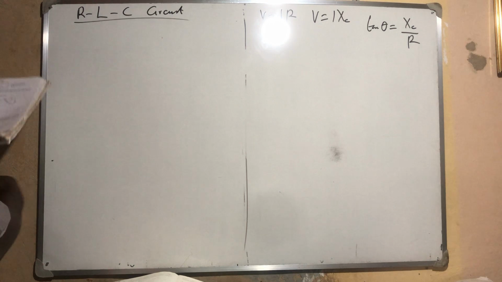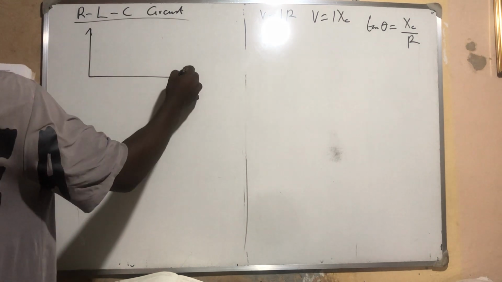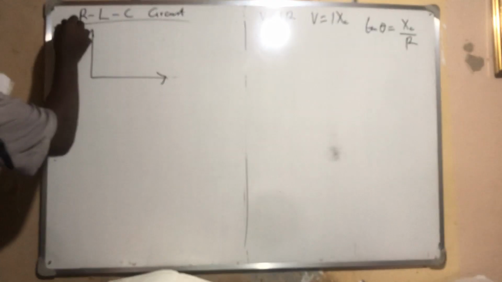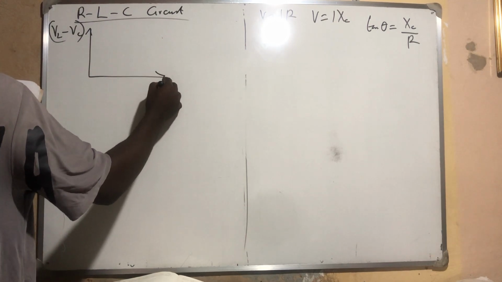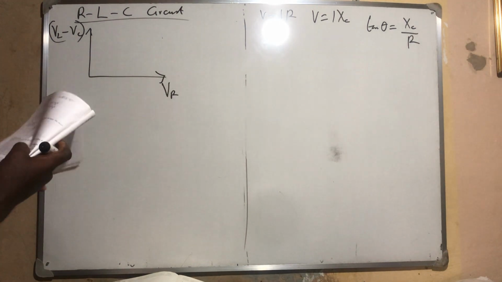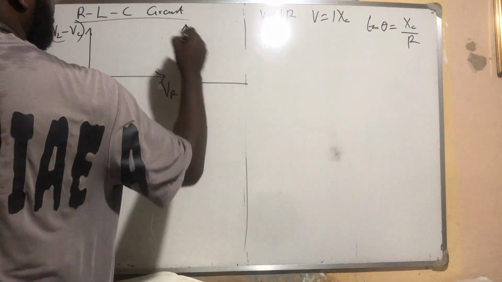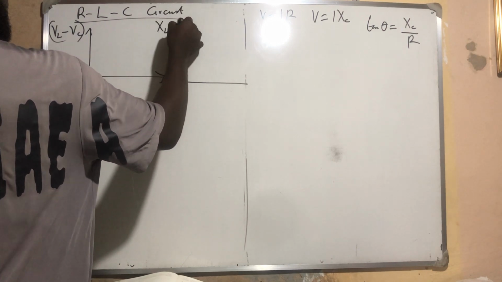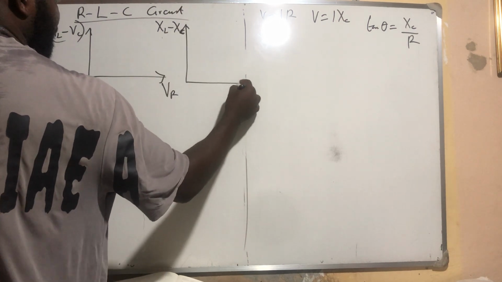All right, so here, look at what we have here. We have that here is VL minus VC. Very, very important. Okay? And here is your VR. This is your VR, for the resistor, this is for voltage. For the resistor, the same here. What do we have here? XL minus XC. Okay? The inductor comes first before the resistor. Then I have the resistor here.